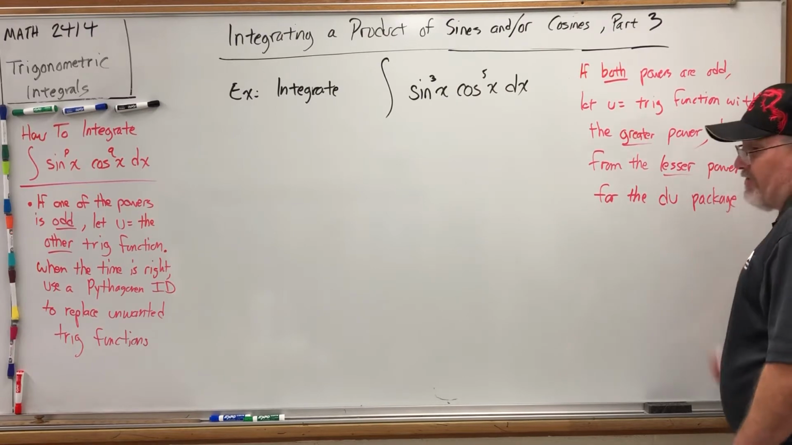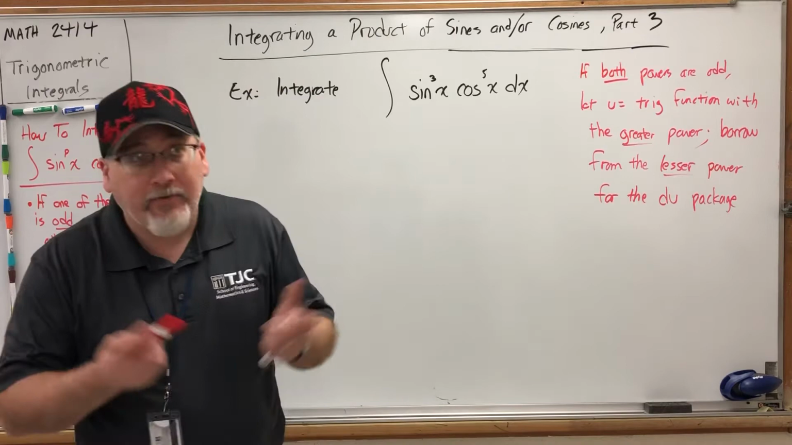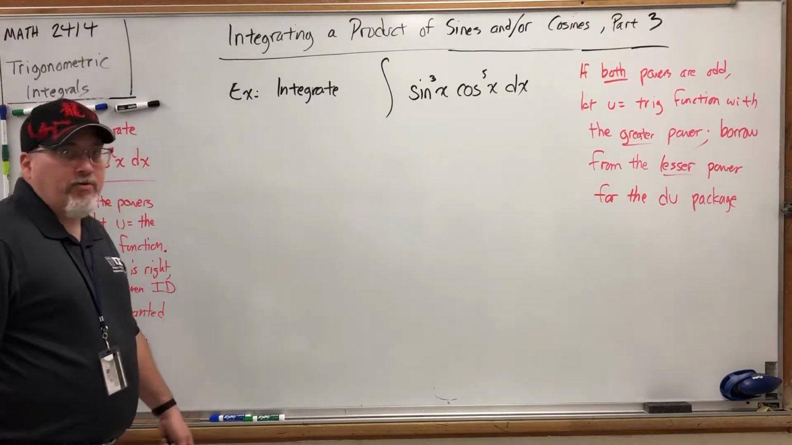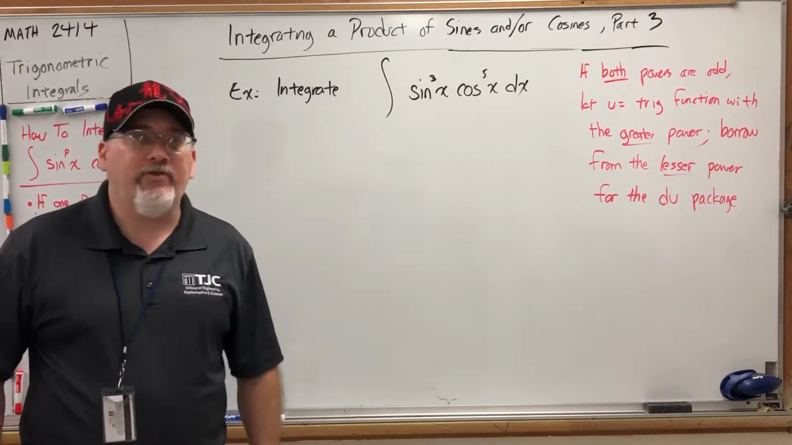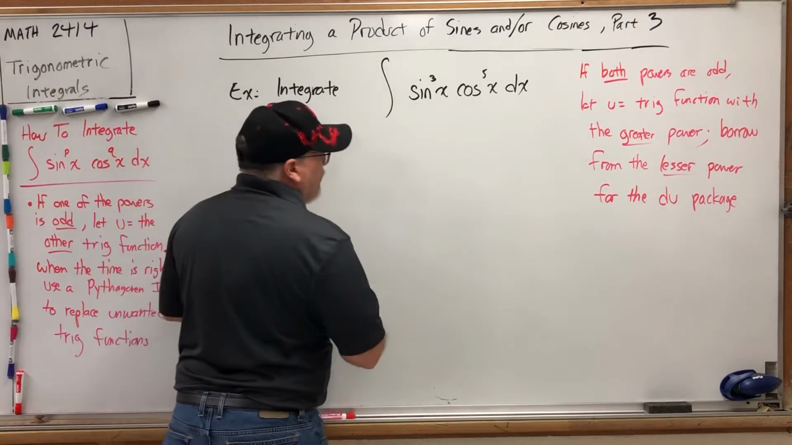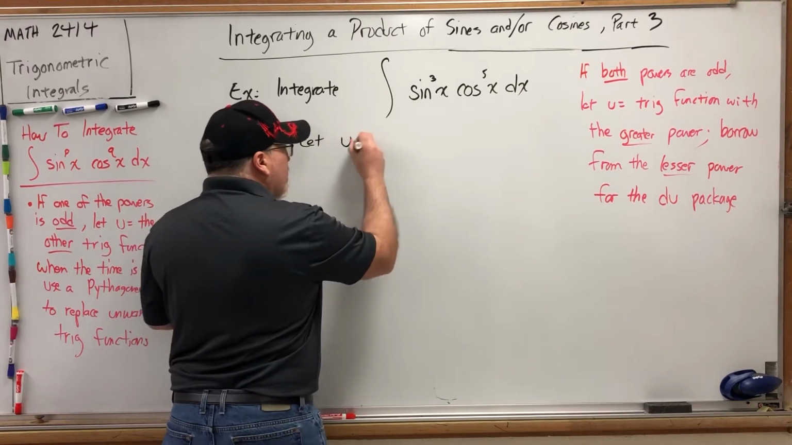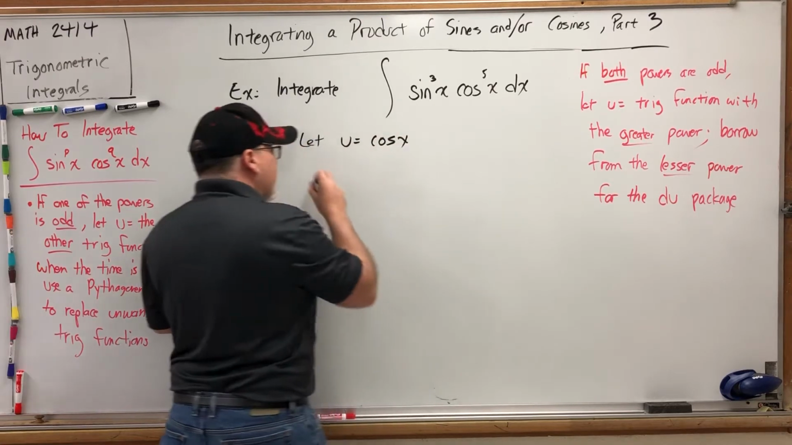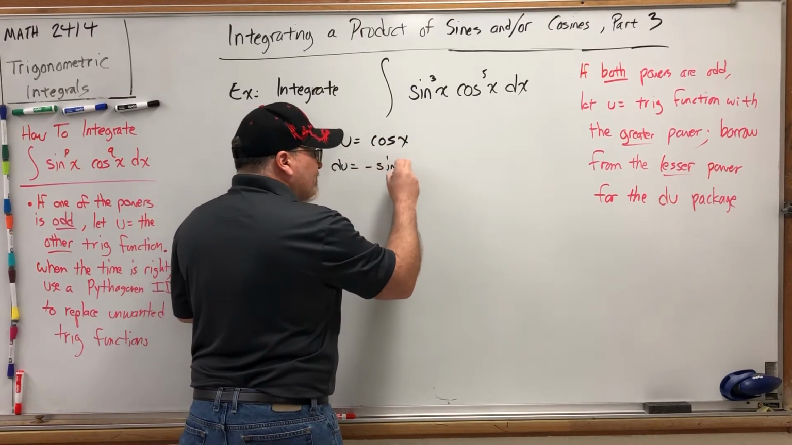Really all you have to do on these is make the correct decision for letting u equal. So if you want to boil it down, if one of the powers is odd, let u equal the other power. And if you have a choice, let it be the trig function with the higher of the two powers. All right, so using that guideline, both powers are odd, so either substitution will work. So we're going to let u be the trig function with the higher power. Let u equal cosine x. Then du is equal to negative sine x dx.